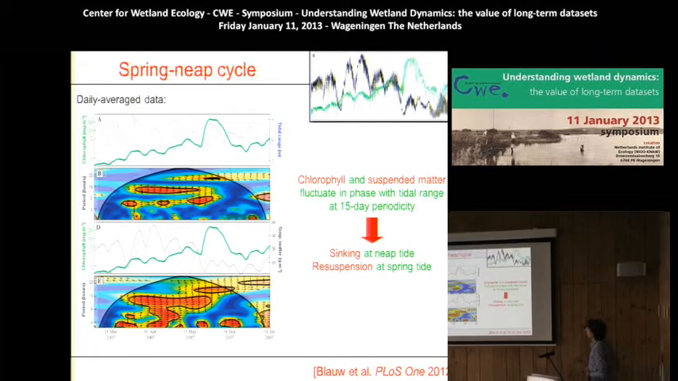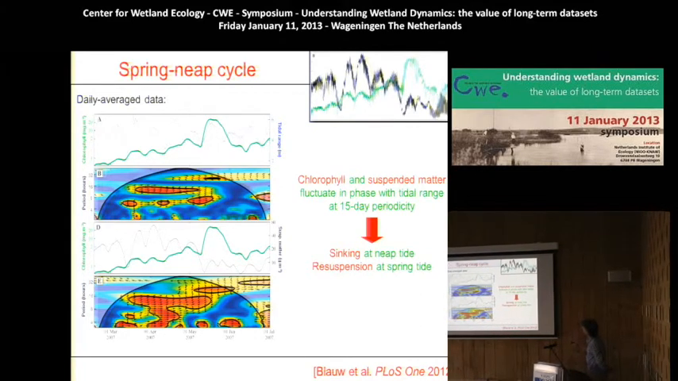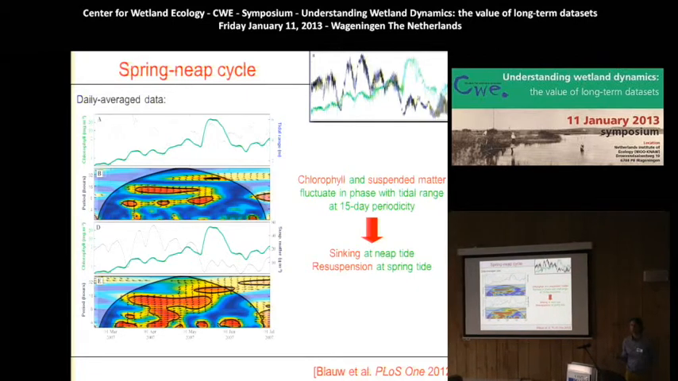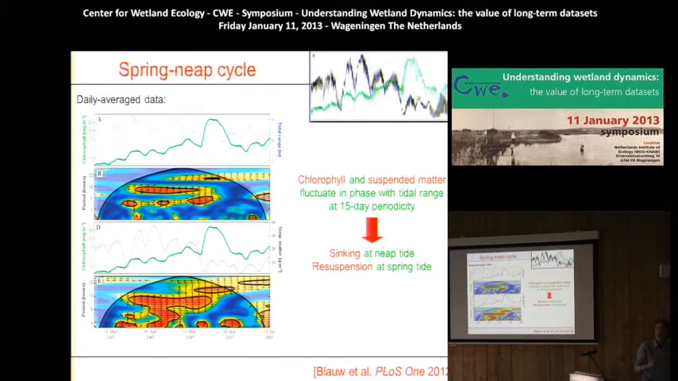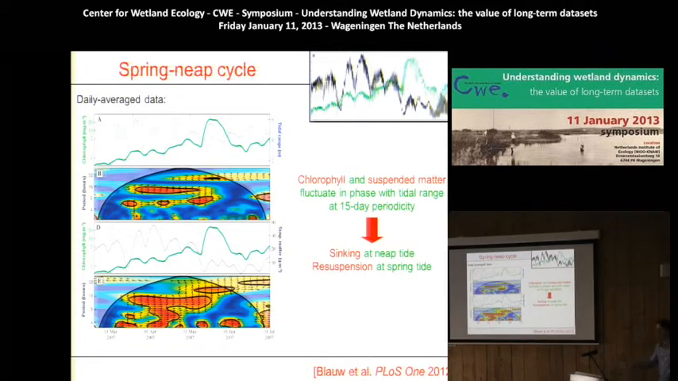And we can also clearly recognize the 15-day periodicity in the chlorophyll and suspended matter. That's in phase with the tidal range. And it has the same explanation. During spring tide there's much more turbulence than during neap tide. So with the spring tide you have much more upward mixing of chlorophyll and hence a higher chlorophyll concentration. And during neap tide there's low turbulence and the phytoplankton sinks again.